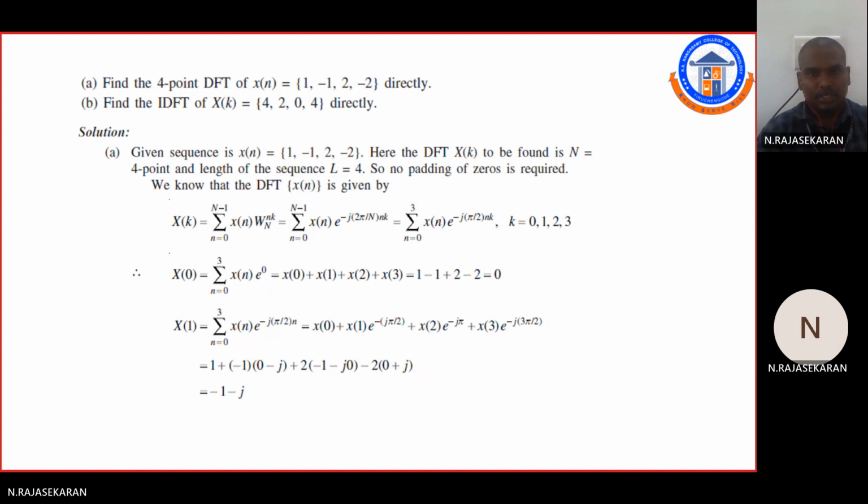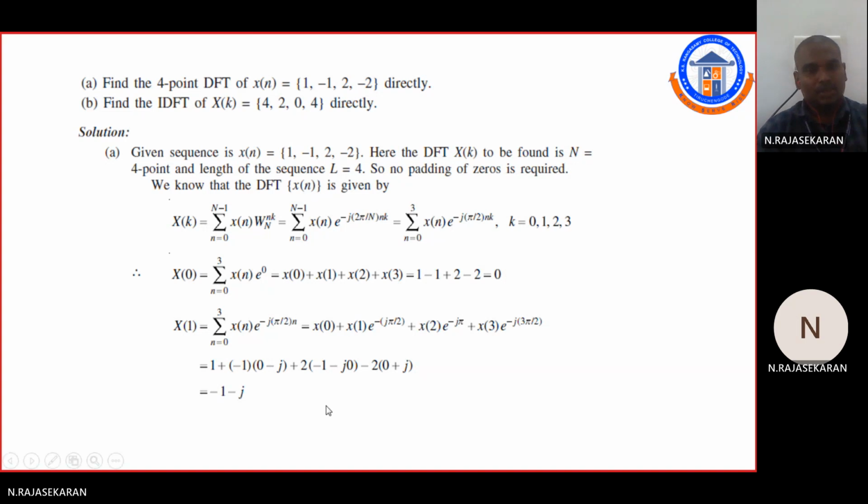So we assume that the first value will be x of 0, the second one is x of 1, the third one is x of 2, and the fourth one is x of 3. So x of 0 plus x of 1 plus x of 2 plus x of 3 is equivalent to 1 minus 1 plus 2 minus 2. So this will be equivalent to 0. So for the given x of n value, X of k is nothing but 0.